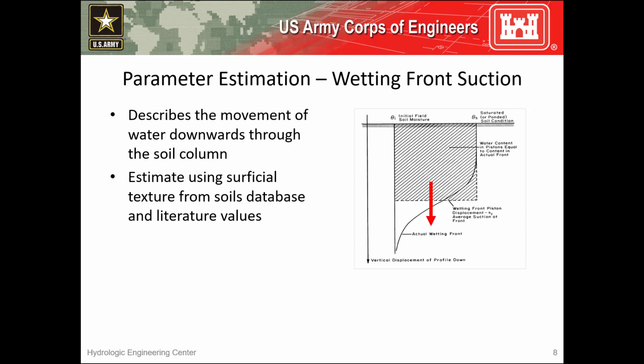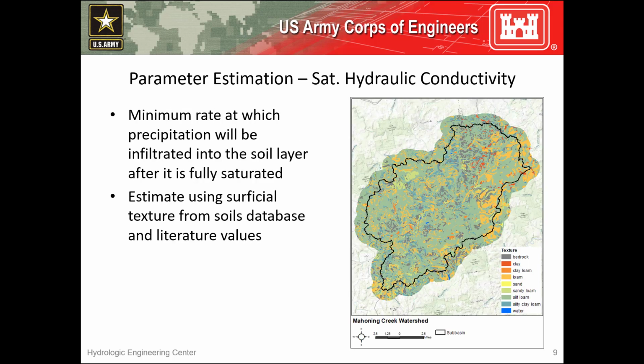The wetting front suction head describes how infiltrated water moves downwards through the soil column. It's essentially the force that is exerted on infiltrated water by the soil that acts in the downward direction. This parameter must be specified as an effective depth, like inches or millimeters. I also like to estimate this parameter by first extracting superficial textures from the soil's database and then relating them to published values for the predominant soils. Now recall that a soil's saturated hydraulic conductivity refers to the minimum rate at which precipitation will be infiltrated after the soil is fully saturated. This parameter can also be estimated by first extracting superficial textures from the soil's database and then relating them to published saturated hydraulic conductivity values for the predominant soils.